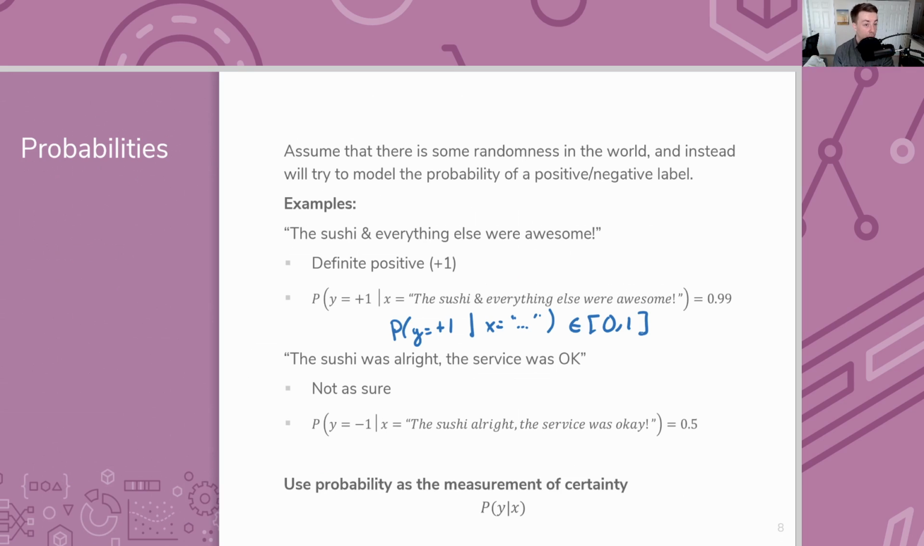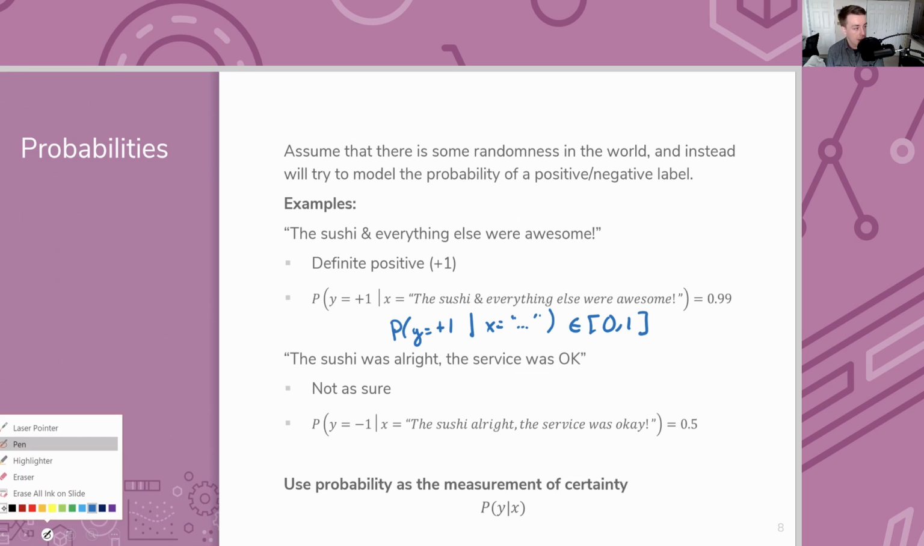So this gives us some flexibility that we can have uncertainty, and then we can also show degrees of confidence, where that first review seems very, very likely to be a positive sentiment review, while the second one can go either way. And so we're going to use probability as the measurement of our certainty. The higher the probability of it being a positive review, we're going to claim we're more certain that it's a positive review.